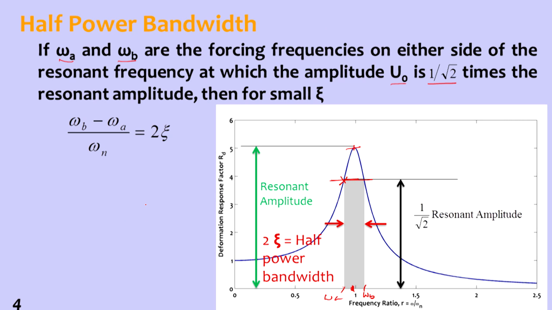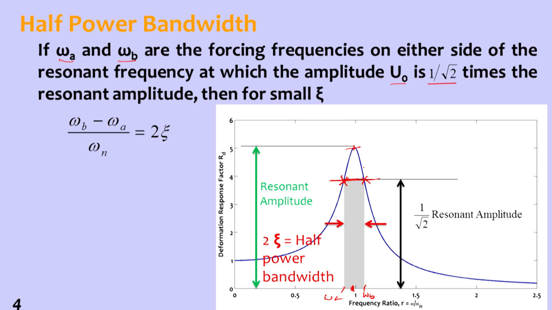As you can see, omega A and omega B are the forcing frequencies on either side of the resonating frequency at which the amplitude u0 is equal to 1 by root 2 times the resonating amplitude. On the two sides, this one and this one, these frequencies are omega A and omega B. They are related to this curve, or to damping, in this form. So if we know this Rd curve, we can find the damping in the system. We know the resonating amplitude, take the peak value, and mark 1 by root 2 of that peak value here.